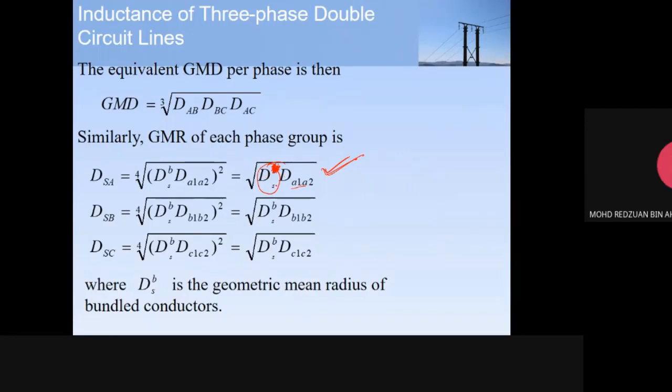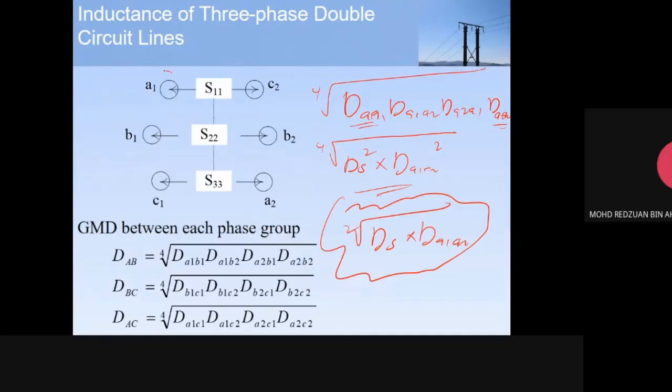Okay, this is DS for bundle. Please remember this one. But in this case, we don't have a bundle, so just use DS. Don't have a bundle, just use this equation.